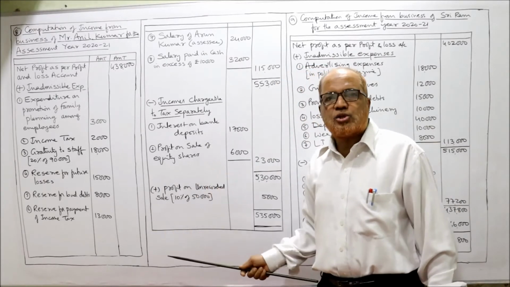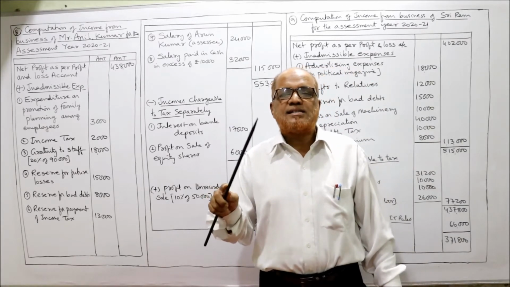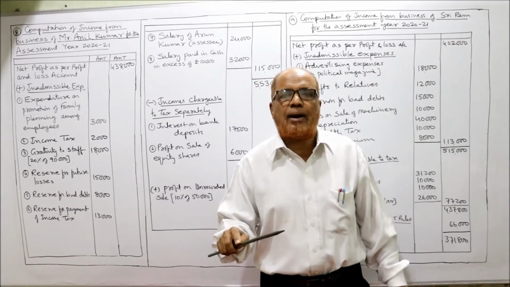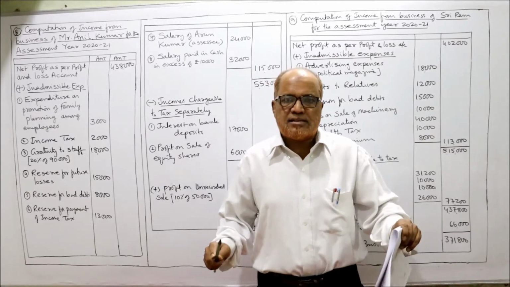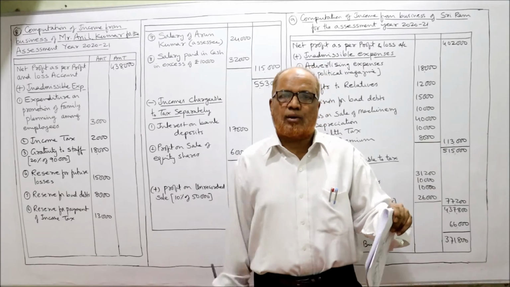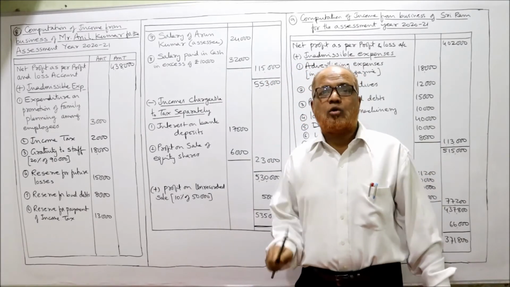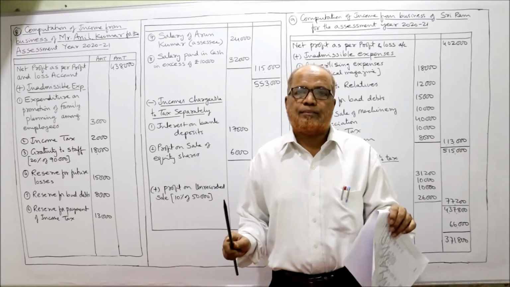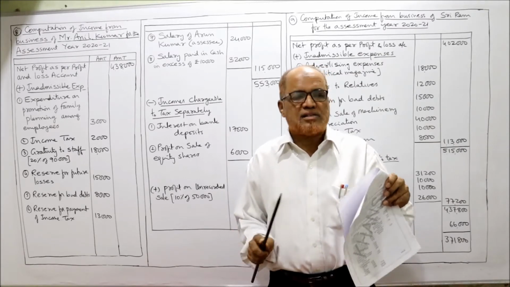So after completing the solution, you should give a note. You should write in working notes: the salary paid to a relative up to a reasonable amount is allowed as deduction by the Income Tax Act. Hence, salary paid to Mrs. Arun Kumar as a typist is allowed as deduction. No adjustment, nothing. Salary paid to Mr. Arun Kumar, that means the owner's salary, proprietor's salary, is disallowed.